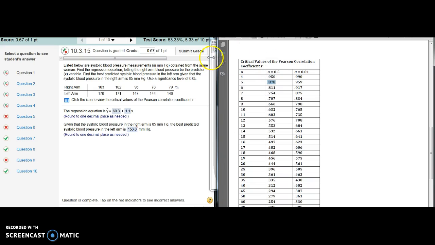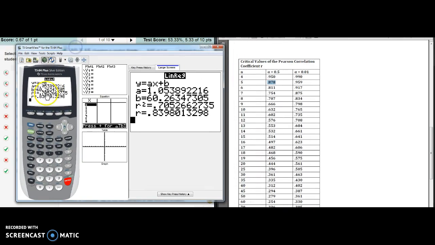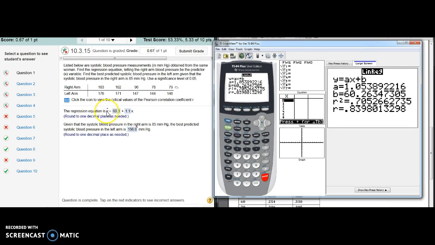Let's take a look at our calculator. I'm going to pull this over to the side so you can see them both at the same time. What is our R value? The value of R in our linear regression is 0.839. That is not greater than 0.878, so we do not have correlation enough in this line, so we cannot use this line. So since we cannot use our regression equation, we are going to instead use the mean.